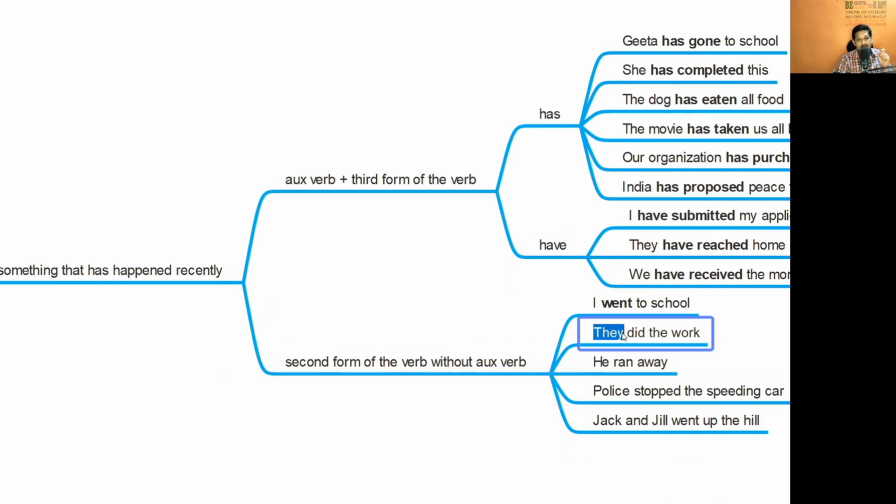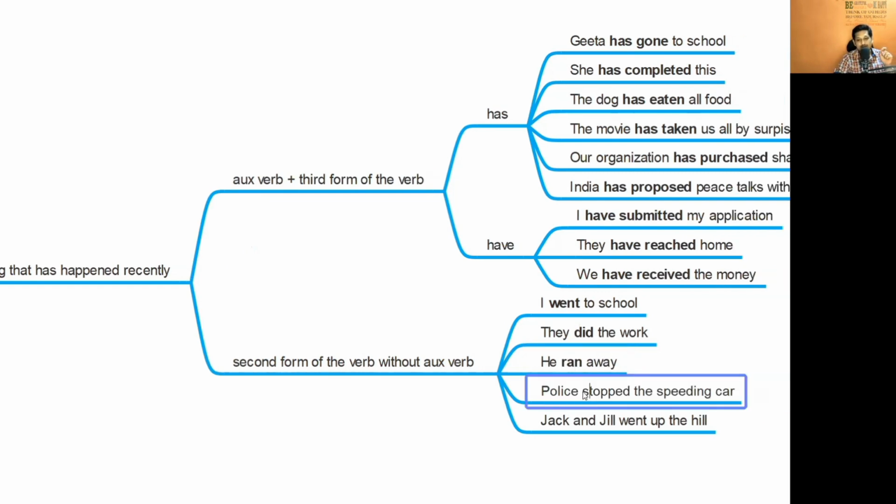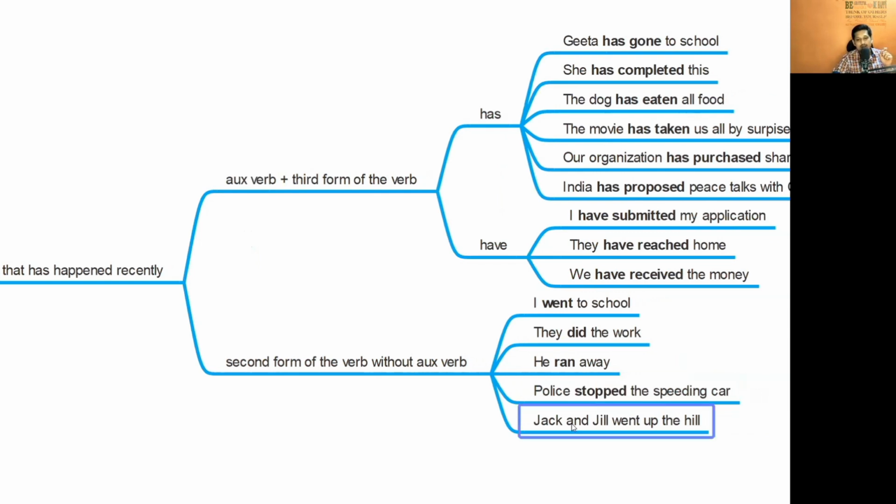Interesting, right? They did the work. He ran away. Police stopped the speeding car. Only the second form of the verb is used. Jack and Jill went up the hill. See, not gone up the hill, went up the hill. Are you getting the point? So they just went up the hill. Recently, they climbed up the hill. So Jack and Jill went up the hill.